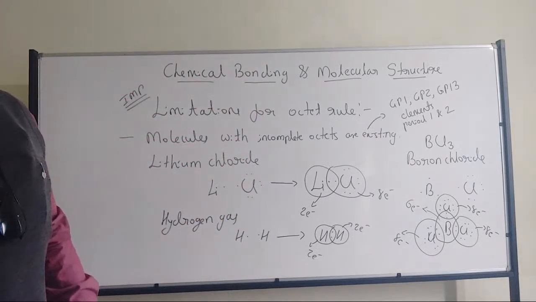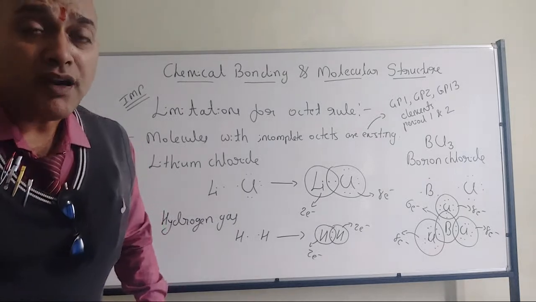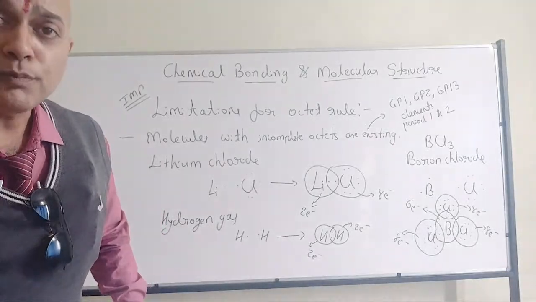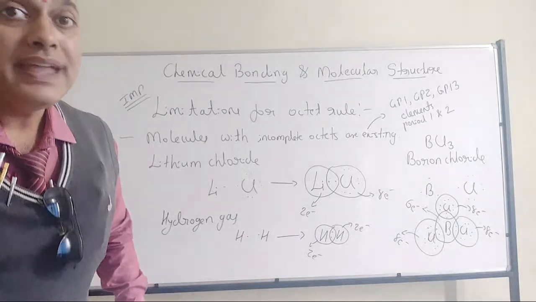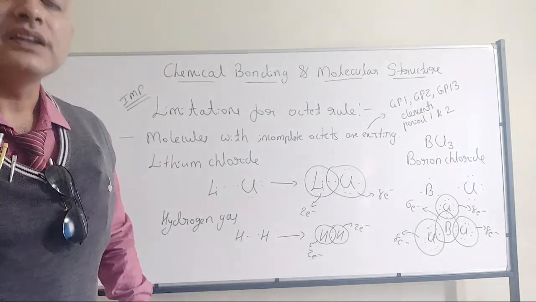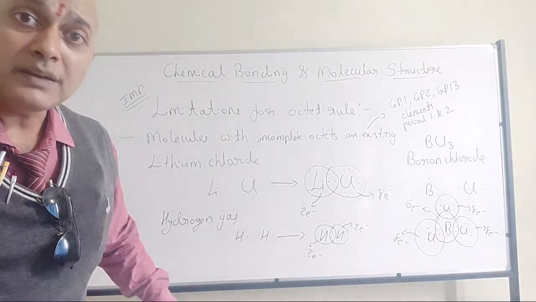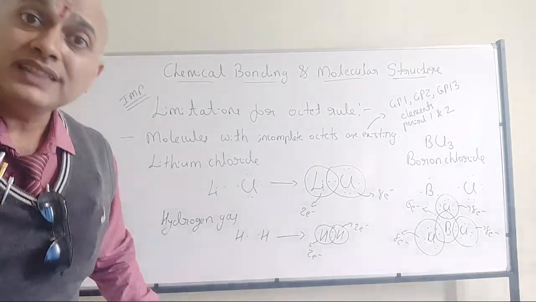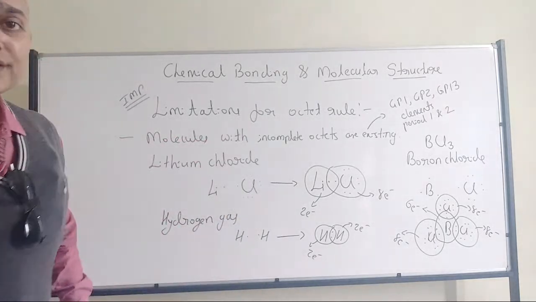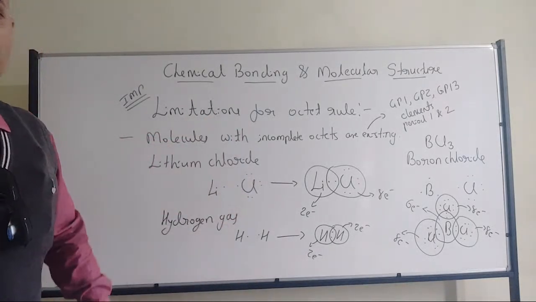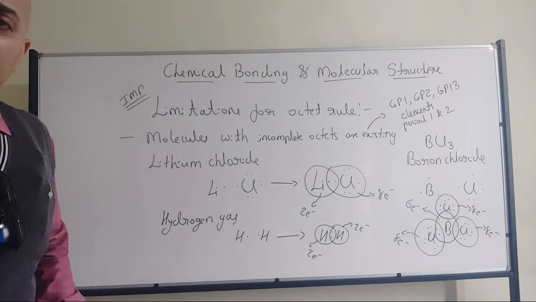So please remember, listen to me carefully. I am not saying that all elements of group 1, group 2 and group 13 form incomplete octets. No, I am making a specification. I am saying that group 1, group 2 and group 13 elements which belong to either period 1 or period 2, only those elements I am talking about. Those elements will form incomplete octet molecules, and they are stable molecules.